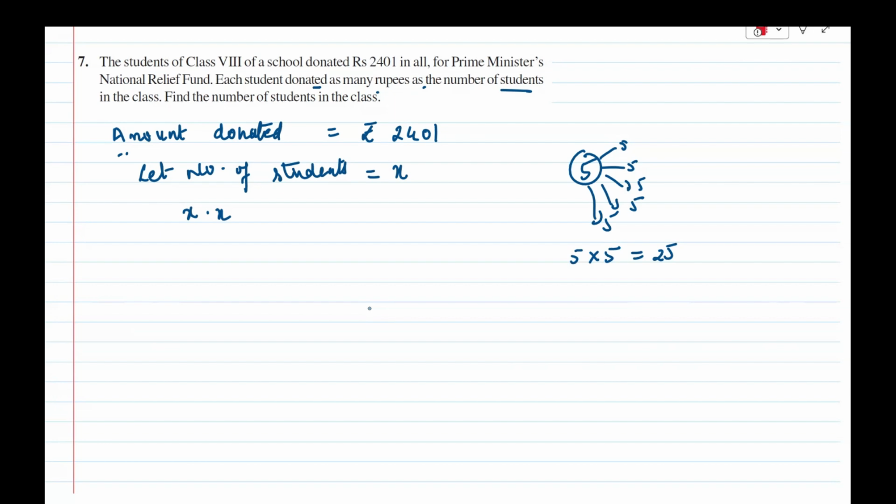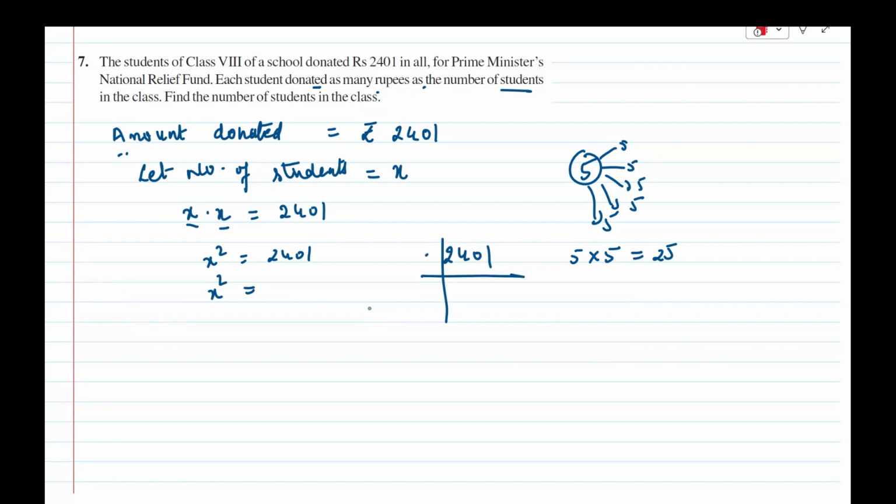So I don't know how many students are there. That is why I took X. So X into X has to come to the amount, correct? I know X into X is X square. I need to find out the square root. So to find the square root, I need to do prime factorization.